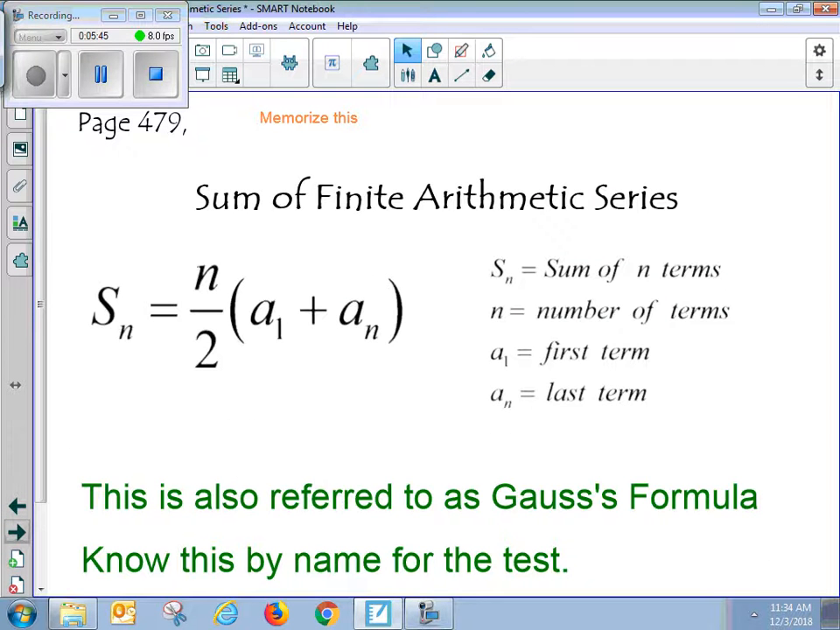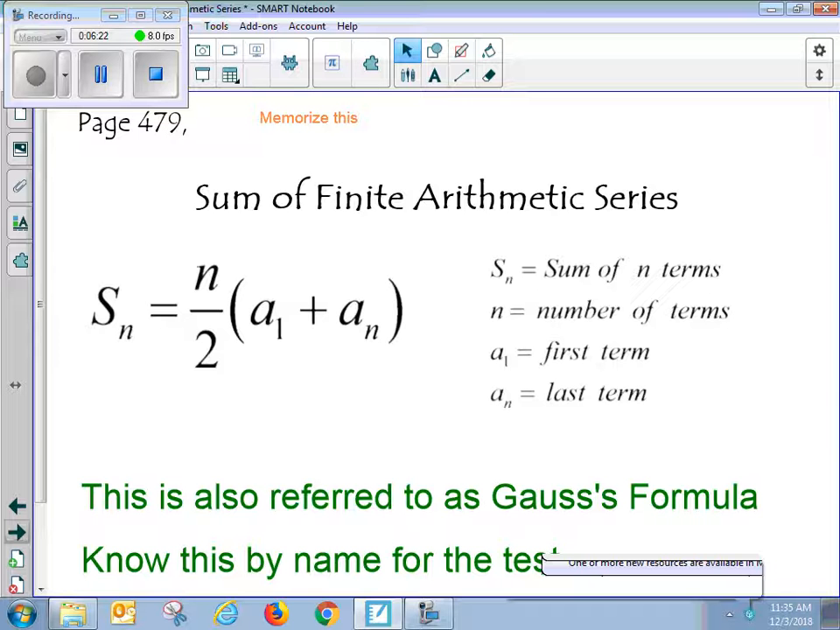So here is the formula of the day. Please memorize it. It is basically this. I'm going to point. It doesn't matter if the 2 down here is under the a sub 1 plus a sub n, or if it's under the n, or if it's under the whole thing. This is saying add your first and last term together, divide it by 2, like an average, and multiply by the number of terms. That's what the formula tells you to do. This is Gauss's formula. First plus last divided by 2 times number of terms.